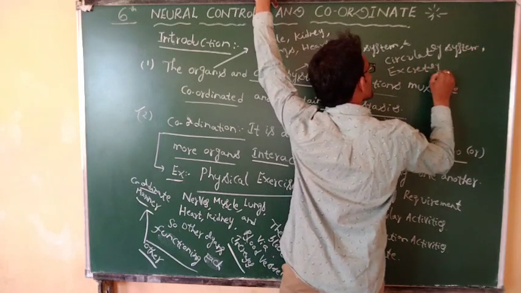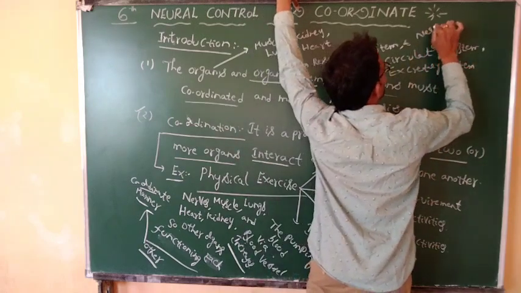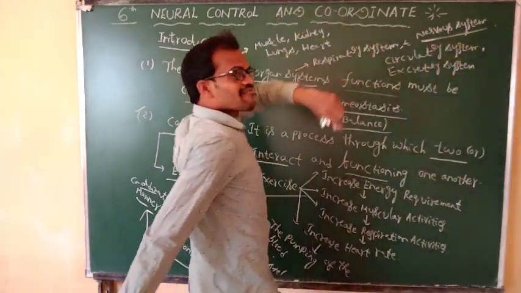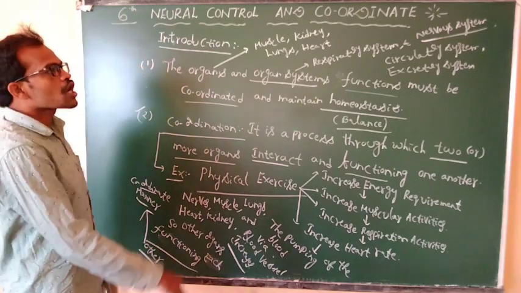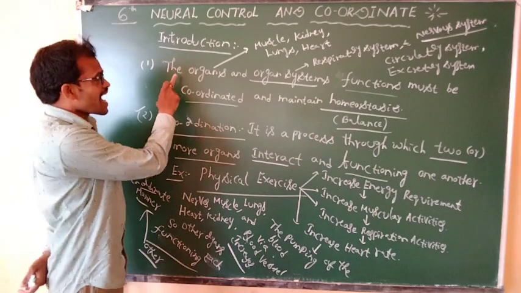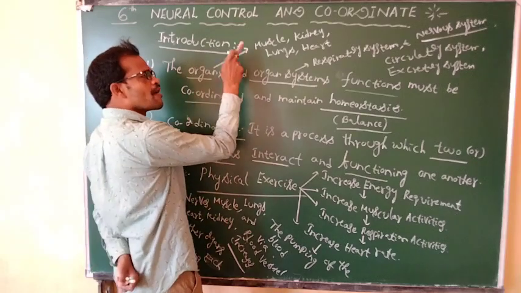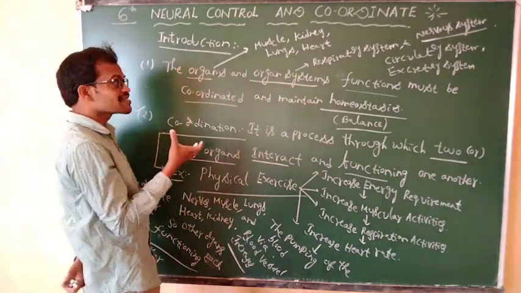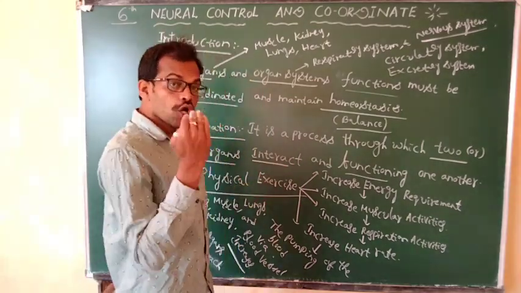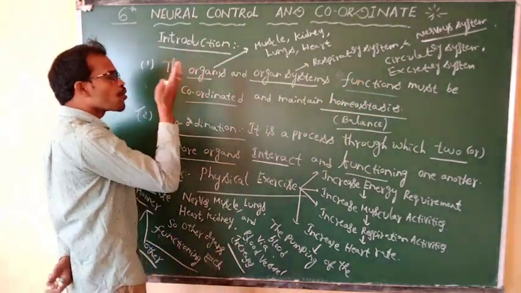the excretory system, and also the nervous system. The neural control and coordination mechanism. The first one is interaction. What is the meaning of interaction? The organs and organ systems. Organs means muscles, kidney, lungs, heart. These are the organs, and organ systems are the digestive system, respiratory system, circulatory system, excretory system, locomotion system, muscular system, and the neural system. Their functioning must be coordinated.